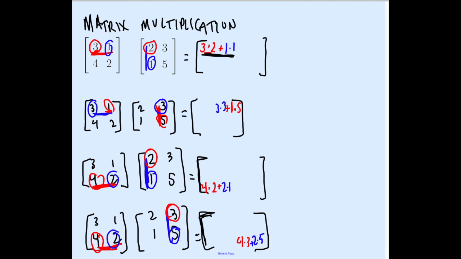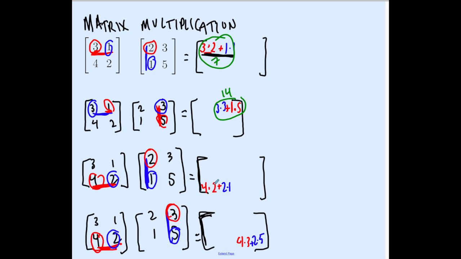And so what I'll end up with here is, this one will be 3 times 2 is 6 plus 1, which is 7. So this one equals 7. And then 3 times 3 is 9 plus 1 times 5. So 9 plus 5 is 14. This will be 14.